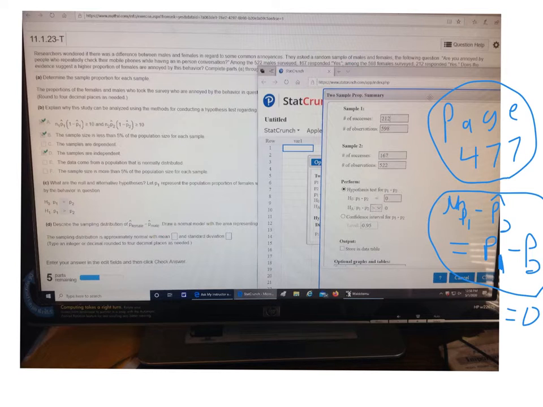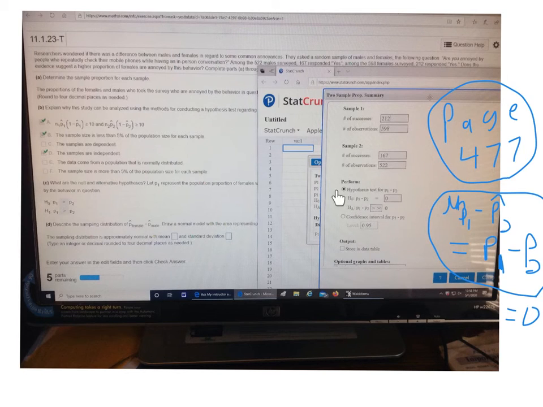What you do with StatCrunch is you go in and click on Stats, Proportion Stats, With Summary, Two Sample with Summary. I brought that up to the sample proportion summary. You need to enter the numbers here, and they're given to you. Of course, we're doing the females minus the males, and so we have 212 out of 598 females. So I entered that here, and the males were 167 out of 522. So I entered that here.